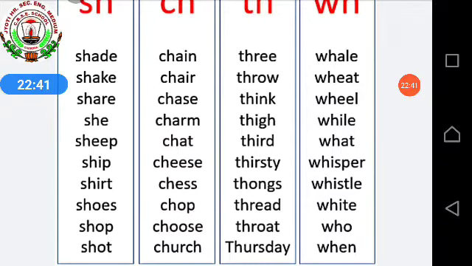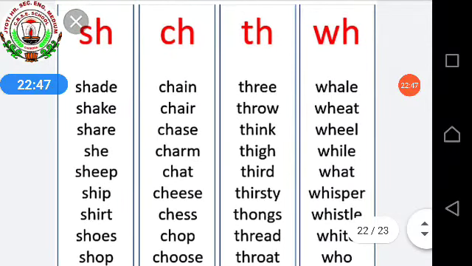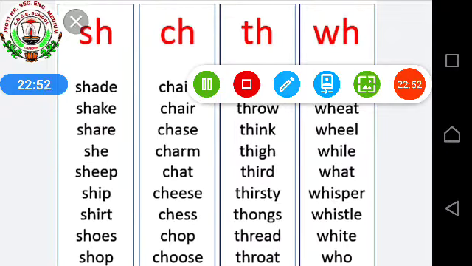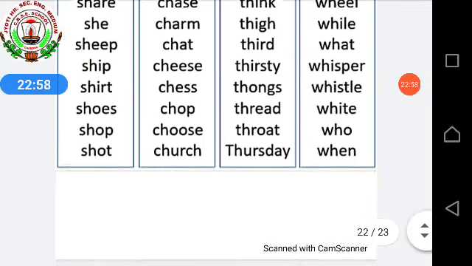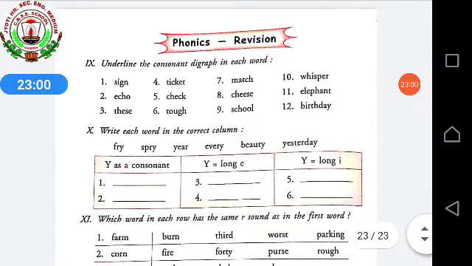So these are the consonant digraph words, and the consonant digraph letters are SH, CH, TH, WH. Okay, so let's start. Underline the consonant digraph in each word. Now you have to do it by yourself. You have to underline the consonant digraph.